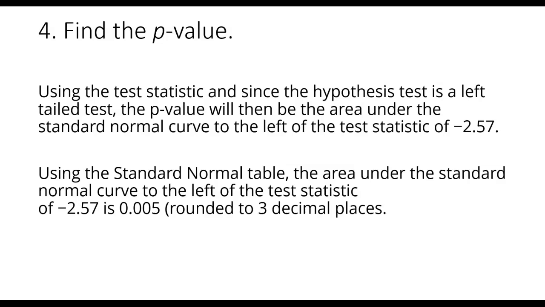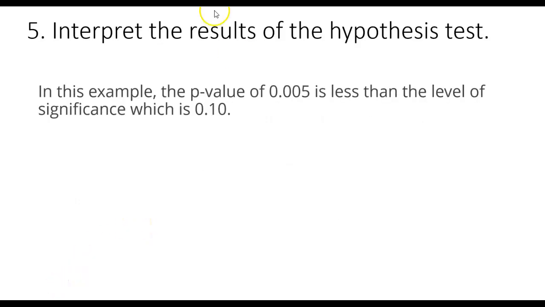Now, when you're looking at the standard normal table, it's a z-score, right? So you can find negative 2.57. The table gives you area to the left, which is what we want, and we get 0.005. So thus, our p-value for this particular problem is 0.005. Now we can interpret the results.